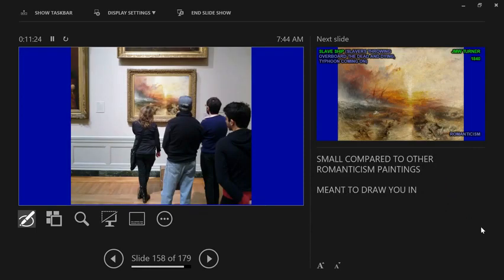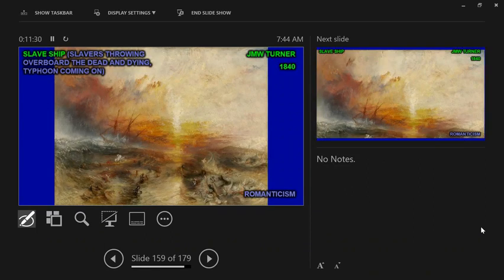So this is the painting that is a representation of that Zong massacre. And it is called Slavers Throwing Overboard the Dead and the Dying, Typhoon Coming On. And then the common name for this painting is Slave Ship.